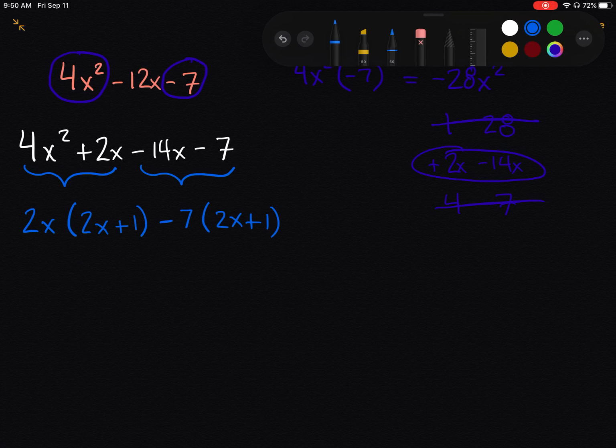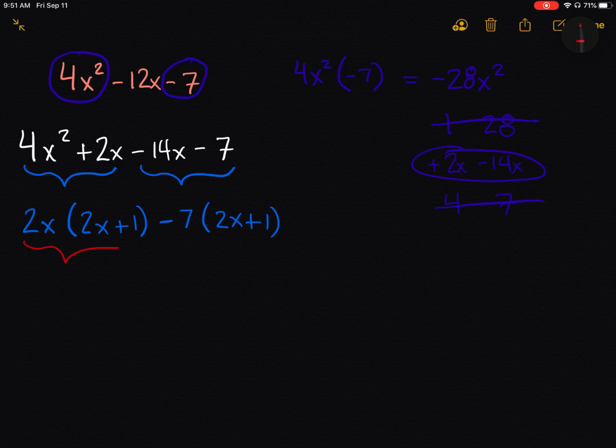After this, we have a second step where we can apply grouping. One term is 2x times 2x plus 1. The other term is negative 7 times 2x plus 1. And because both terms have 2x plus 1 in common, we're going to take out the 2x plus 1, and that's going to leave the 2x minus 7 as what we take out. So our factored version is 2x plus 1 times 2x minus 7.